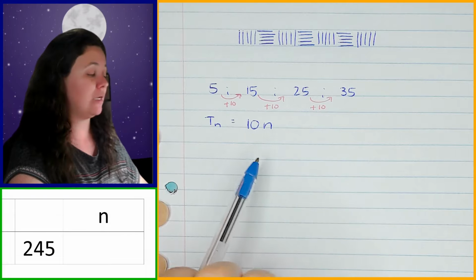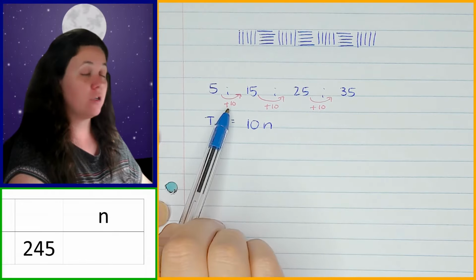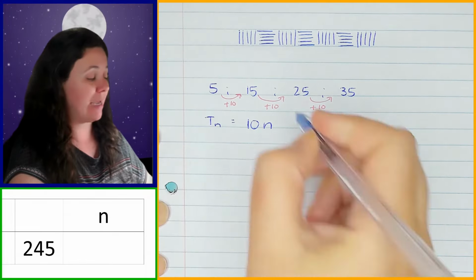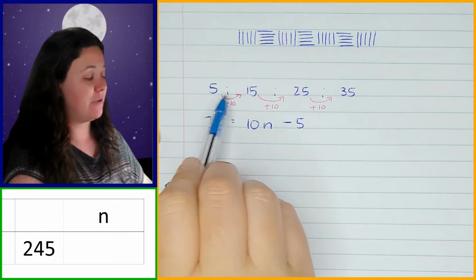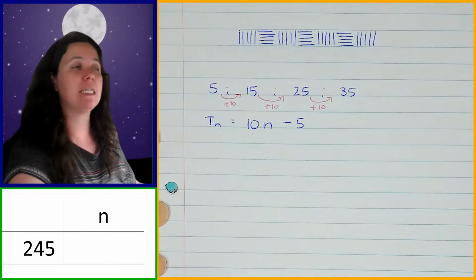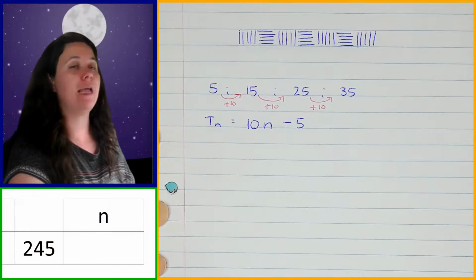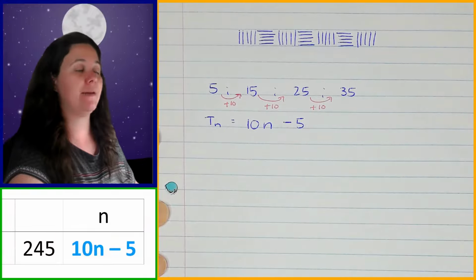So I need to see what I need to do to get this pattern. To get from 10 to 5, I need to subtract 5. So over here it's going to be minus 5. That will give me this pattern, 5, 15, 25, 35. So that's what my rule looks like. That's what you should have got for the Tn value where the structure number was n.